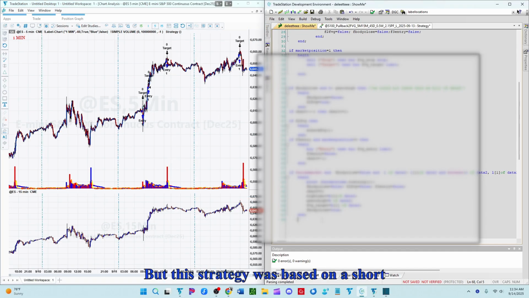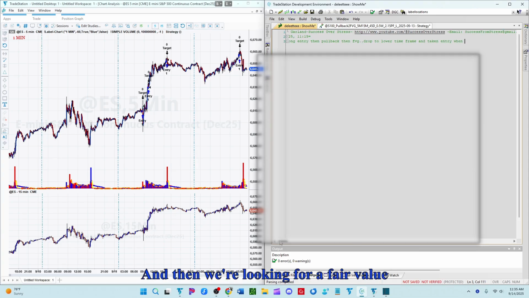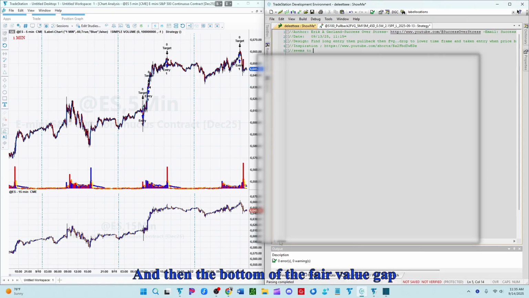But this strategy was based on a short that I saw, and essentially we're looking for somewhat of a PinBar. So we're looking for a lower low that wicks down, comes back up into the range of the candle before it. When that happens, then we drop down to the smaller time frame and look for the break of that ground zero candle, and then we're looking for a fair value gap to enter on. Target that higher time frame high, and then the bottom of the fair value gap is your stop loss.